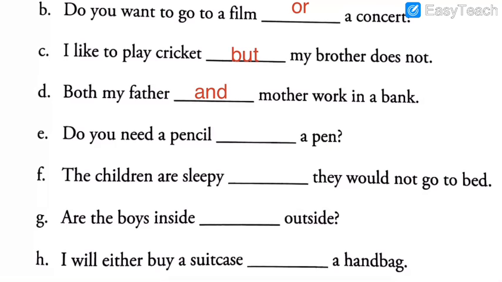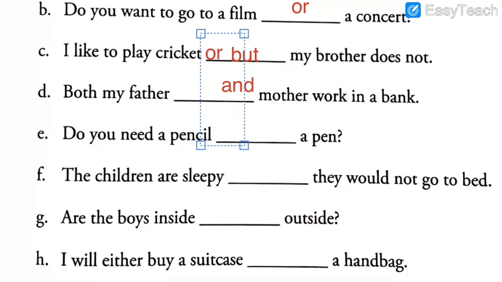1, 2, 3, 4, and 5. So which is the correct one? Do you need a pencil dash a pen? Obviously or. Or is the correct answer. If you have written or, your answer is right.